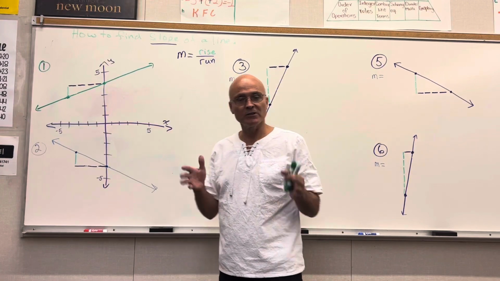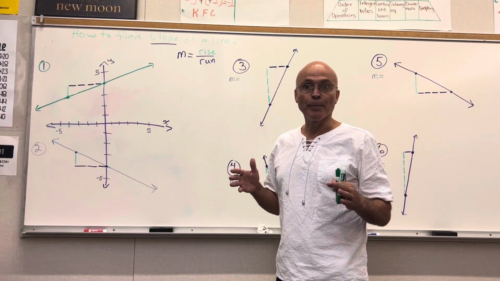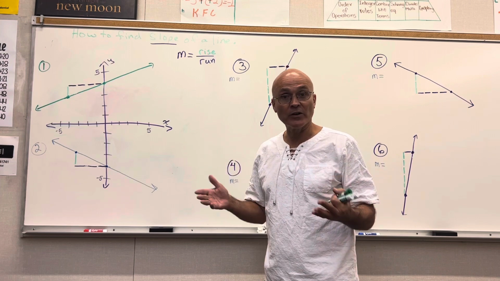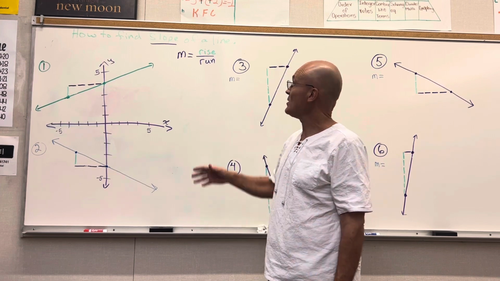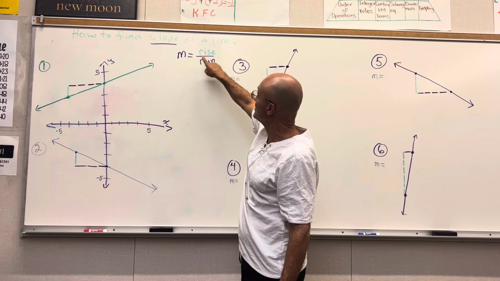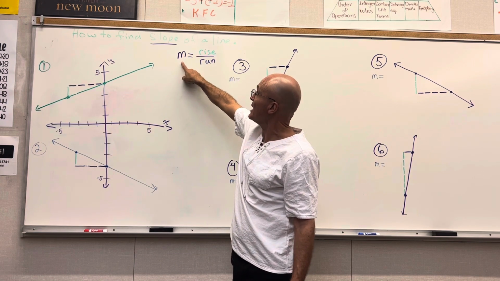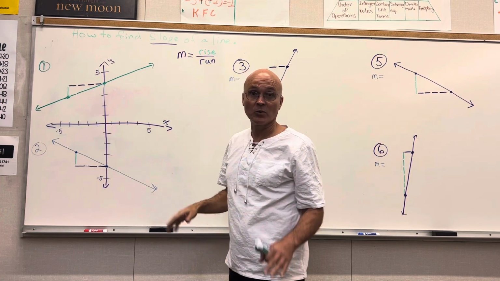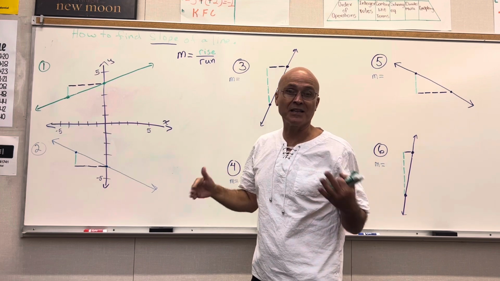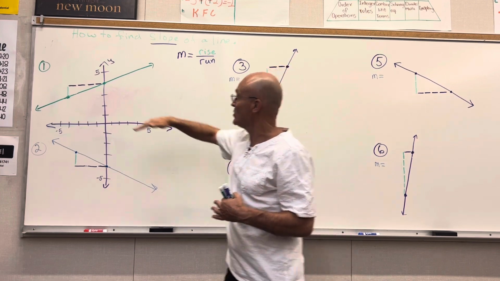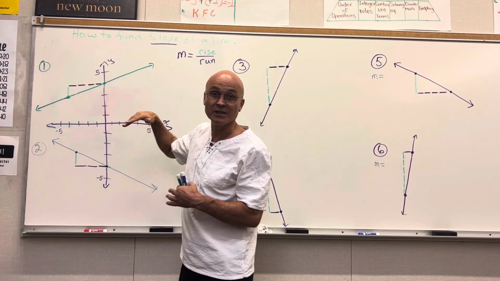Okay, so here's some examples of lines, and we're going to figure out how steep they are using our new words, rise over run. And M stands for the word slope. So we're going to measure how steep. I'm going to start saying this, how steep a roof is, because you can see roofs are different steepness.